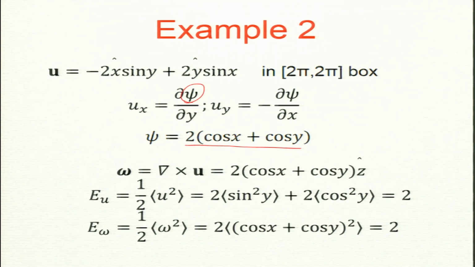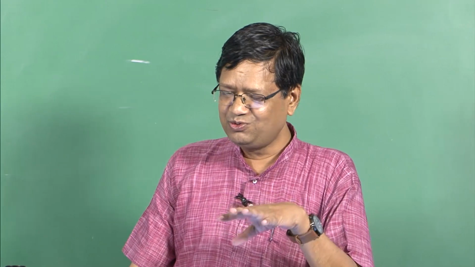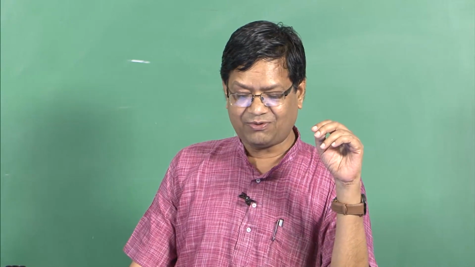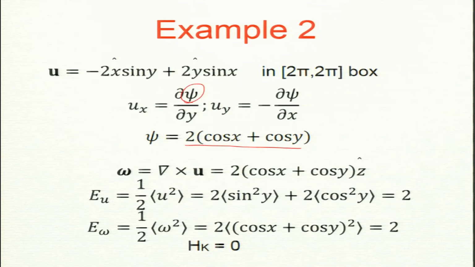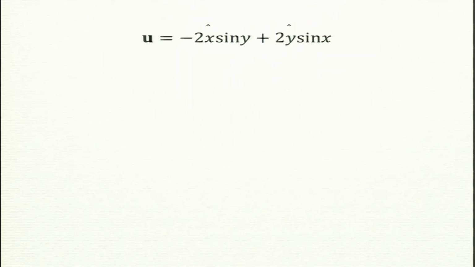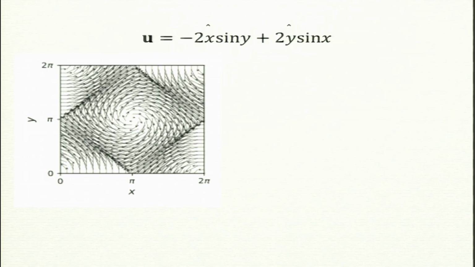How does this flow look? It's an interesting flow, so I will show you the picture. In our Python course in the past you have done this, so please use those scripts to make these plots. Kinetic helicity is 0 naturally because omega and u are perpendicular. This is the picture of the velocity field. It's not coming out very well, but you can see that it is going in that direction. It's clockwise.